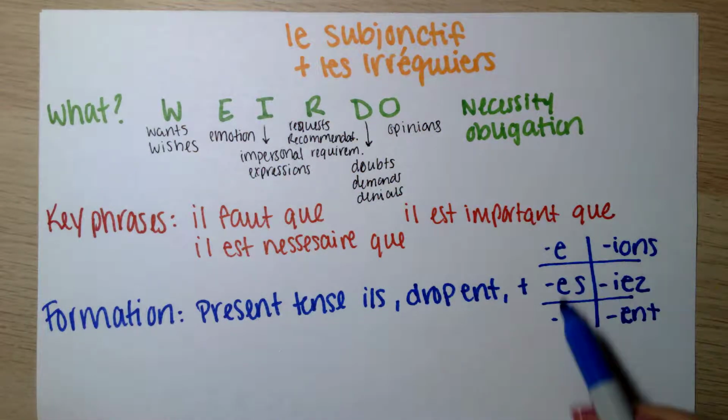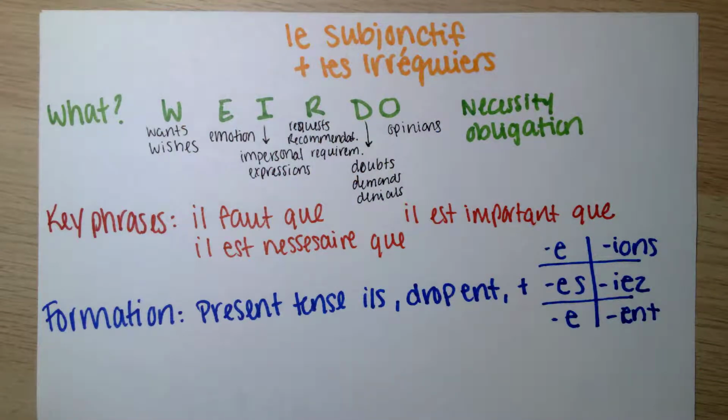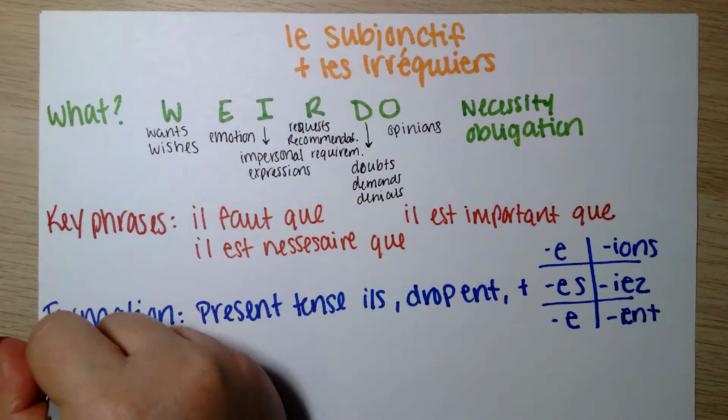Everything inside the boot are present tense endings, and nous and vous are the imperfect endings. All right, let's talk about some irregulars.